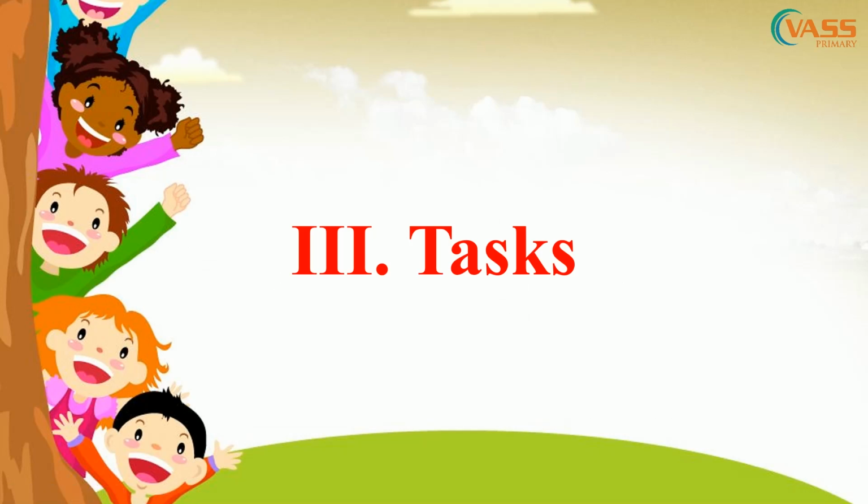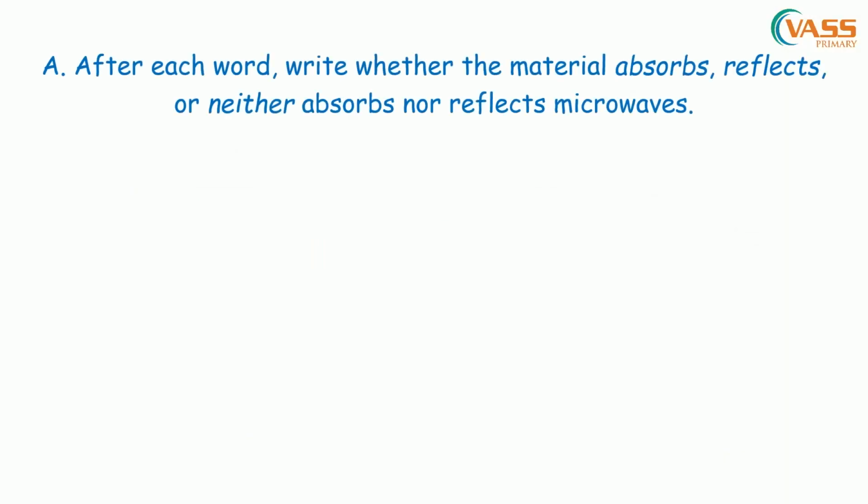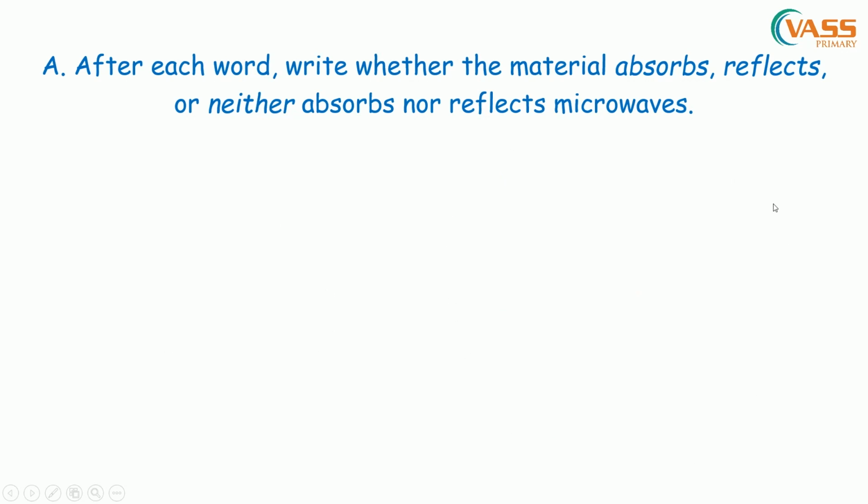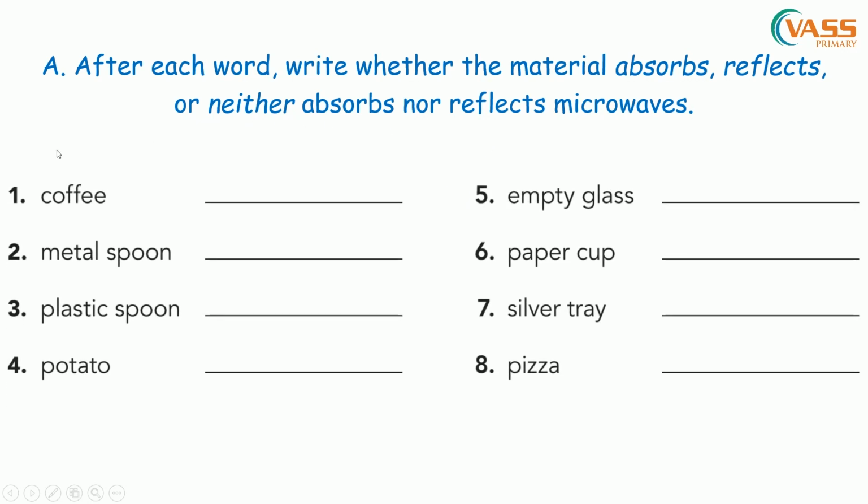Alright, let's try some tasks for today. After each word, write whether the material absorbs, reflects, or neither absorbs or reflects microwaves. Remember, to absorb means to gather the energy, and reflect means the energy bounces away and does not absorb. If we choose neither, absorb or reflect, that means the energy can pass through, but it does not get collected by the material. Let's look at some examples.